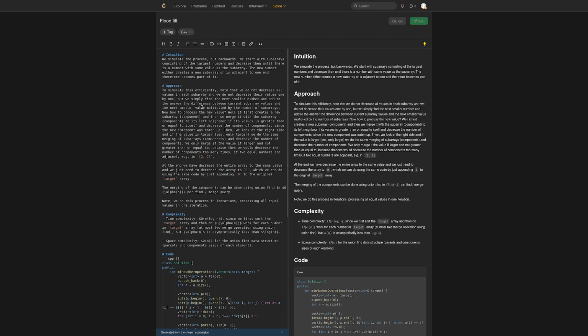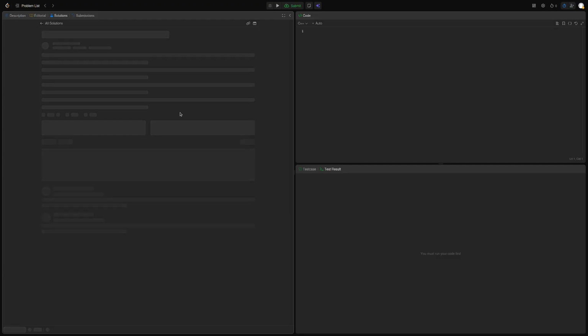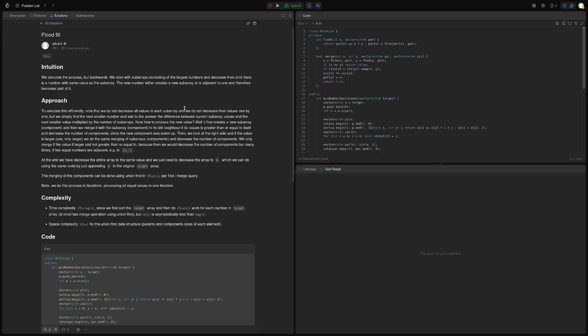That's it. Yeah. I mean, you can do a lot of problems that are based on removals by just simulating union find backwards. So goodbye.